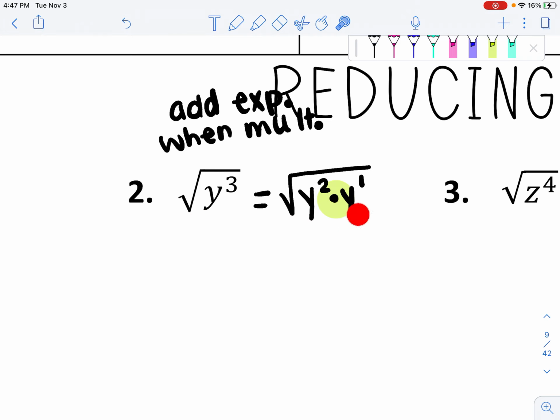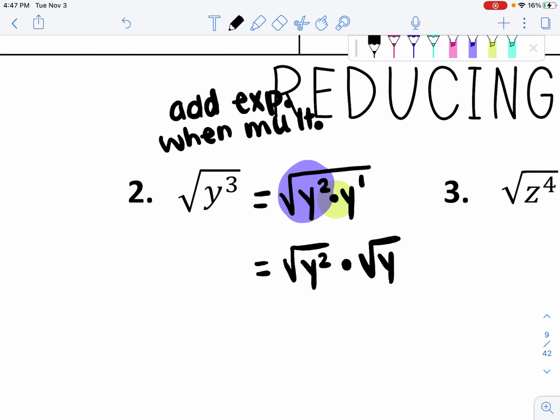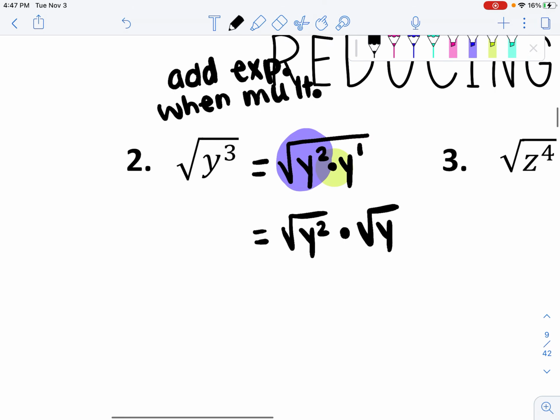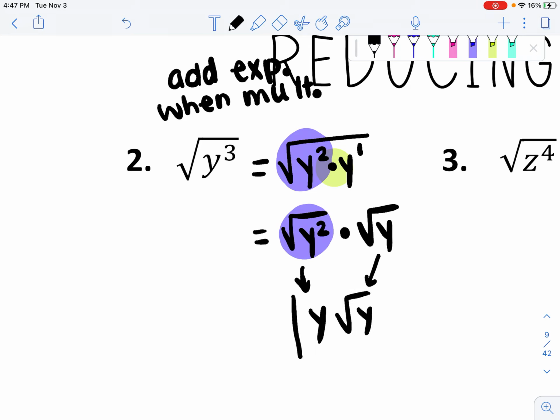They just look different. And I can use this to my advantage now because I have an even exponent underneath a square root. So it gets released. So this is really just saying, okay, I'm doing the square root of y squared times the square root of y to the first. And the square root of y squared is just y. And then the square root of y, well, that's not an even exponent, so that's trapped. So I get y square root of y.